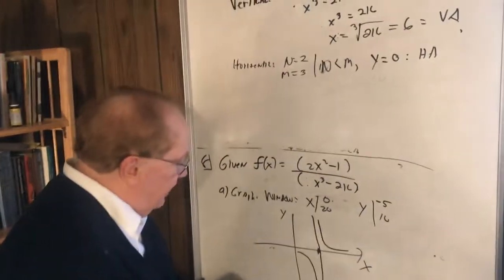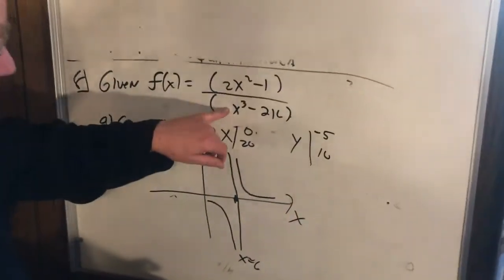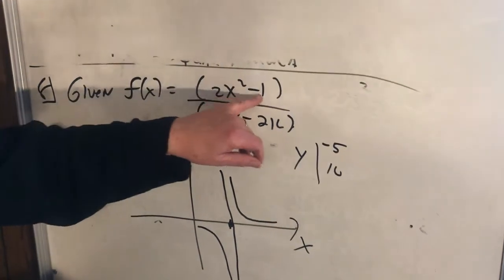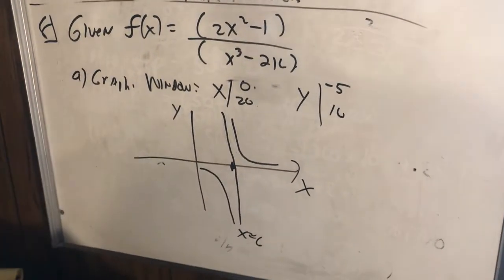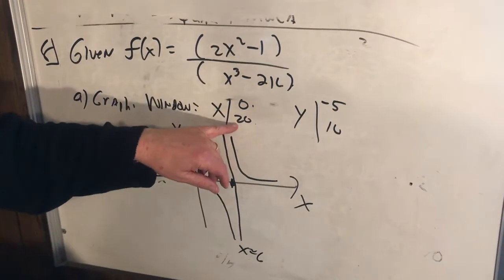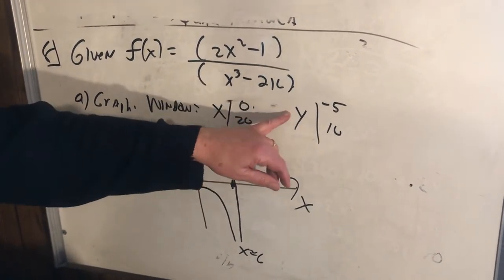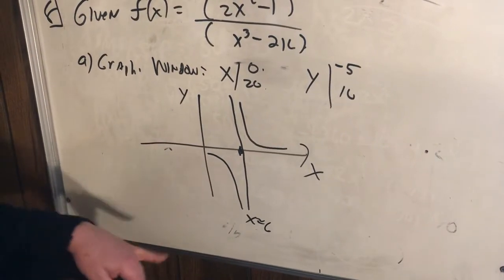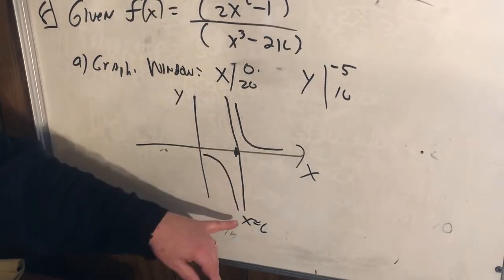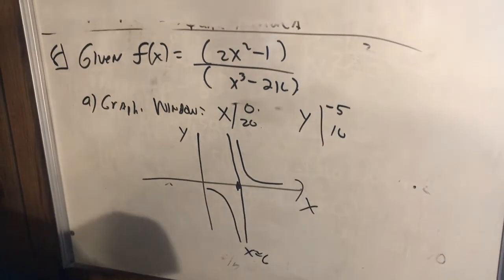We're back. We have to change the equation, there's no 3 in front of here. It's 2x squared minus 1 over x cubed minus 216. The window is x min is 0, x max is 20, y min is minus 5, y max is 10. Graph it. You're going to get an asymptote at x equals 6. We can see that by looking at the table of the graph.